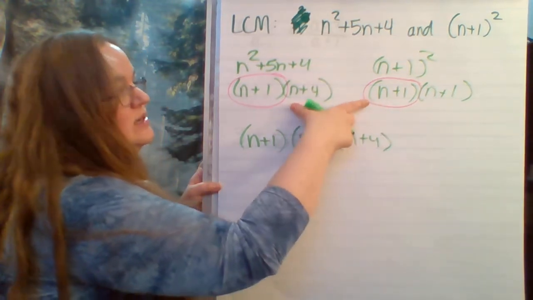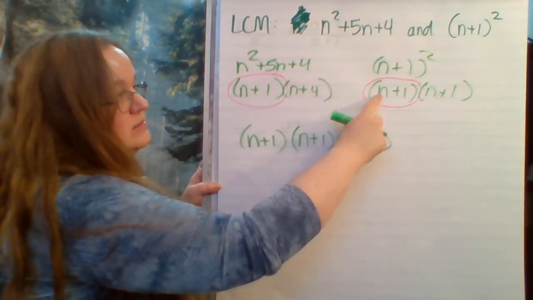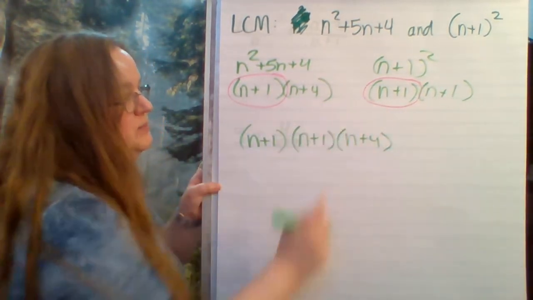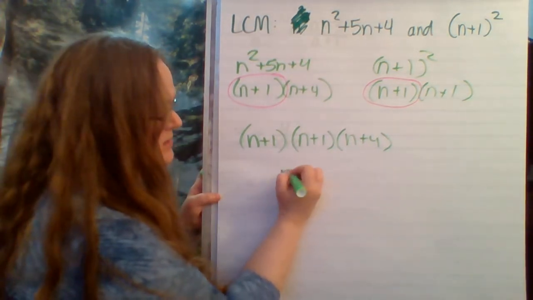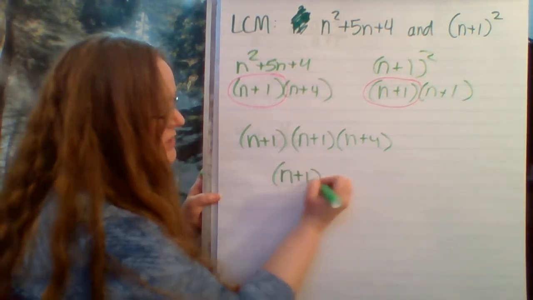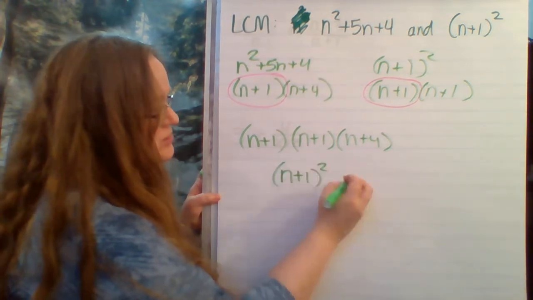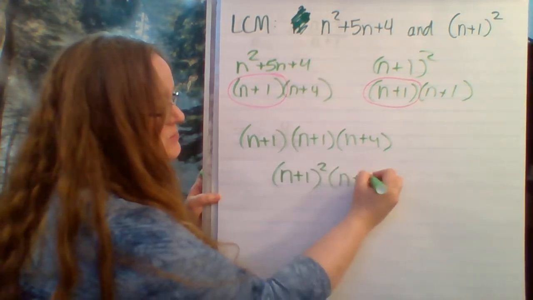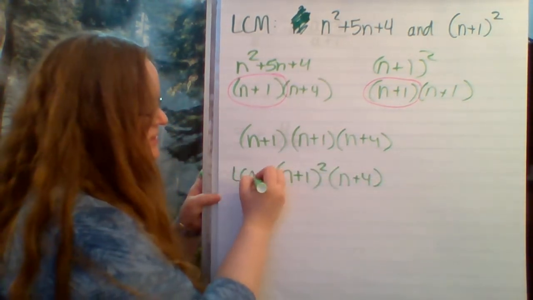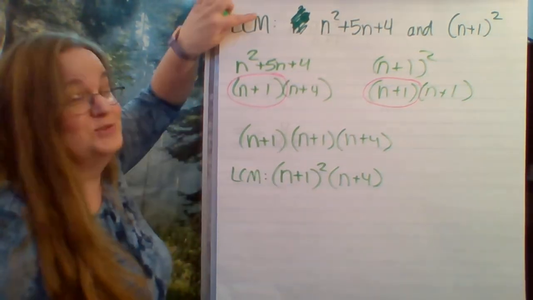So these I only counted once. And then I have an n plus 1 and an n plus 4 left over. So I can write n plus 1 as n plus 1 squared, because there's 2 of them, times n plus 4. And believe it or not, this is the least common multiple of those two.